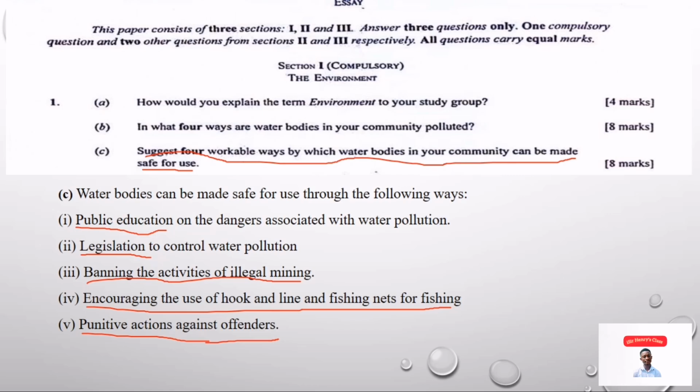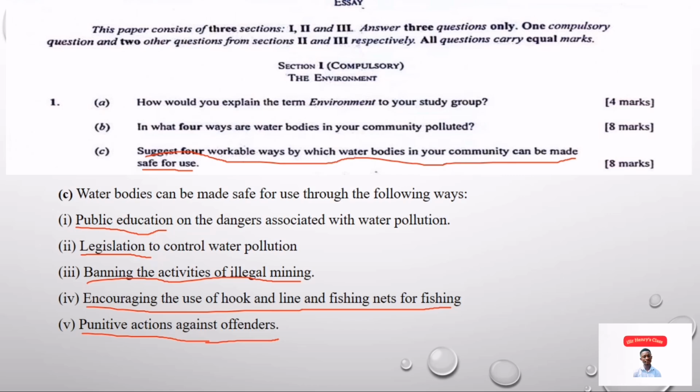Legislation. We should strengthen the laws that we have, or we should make new laws to ban the practice of water pollution, or to safeguard our water bodies from destruction. The next one is banning of illegal mining activities. We all know the activities of illegal mining and how their actions are causing much danger to water bodies. We should also find ways and means to ban their activities.